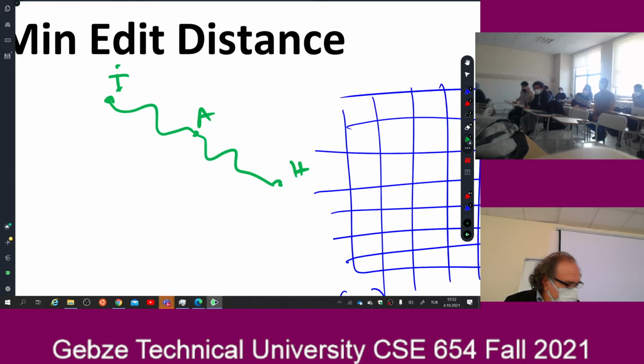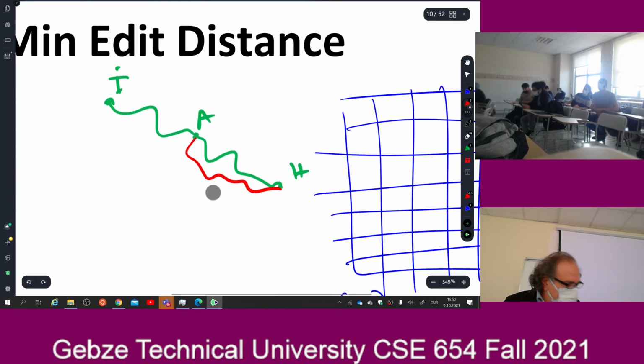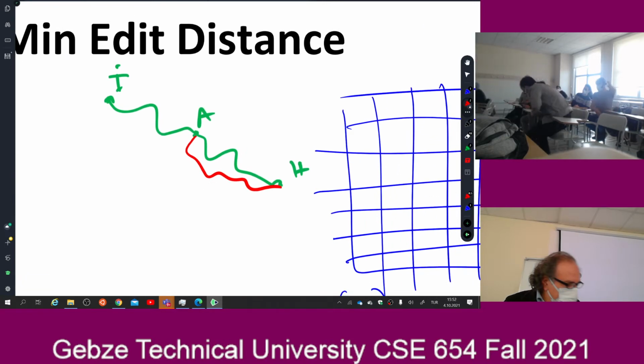You cannot find any cheaper solution, because if you have a cheaper solution between Ankara and Hakkari, okay, then I would replace this green one with this red one. Then okay, I have a new optimal path between Istanbul and Hakkari then, right? So dynamic programming does that too. So that means what?